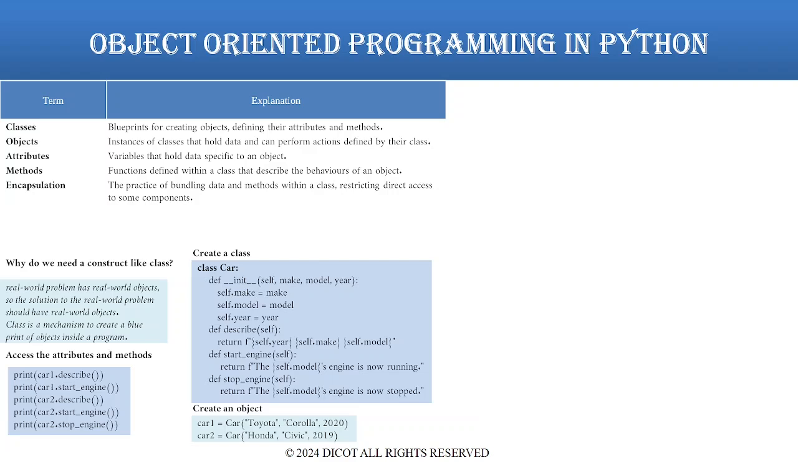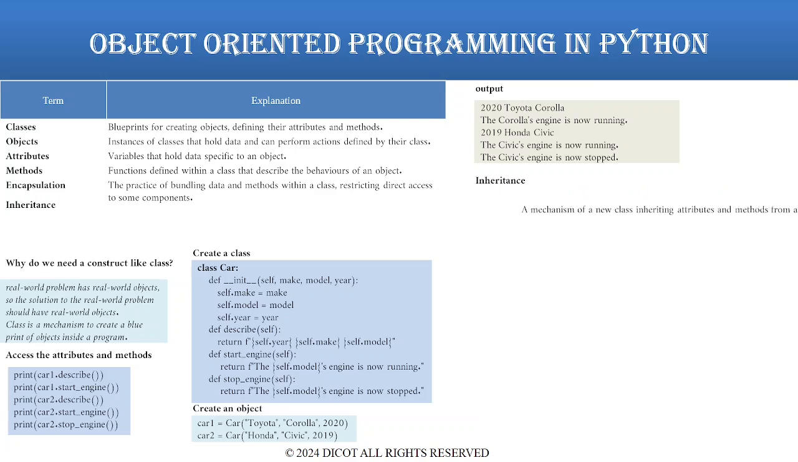The output in this case is 2020 Toyota Corolla. The Corolla's engine is now running. 2019 Honda Civic. The Civic's engine is now running. The Civic's engine is now stopped. This is about how to define a class, create an object using a class, and access object attributes and methods using the dot operator. Now, let's discuss inheritance.